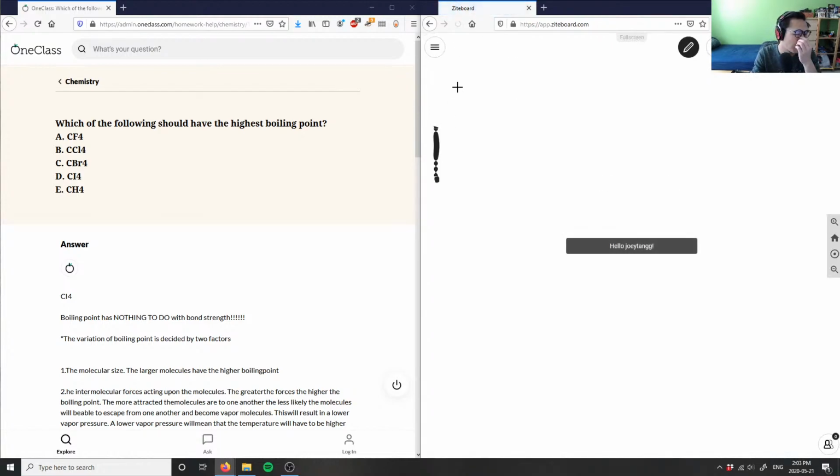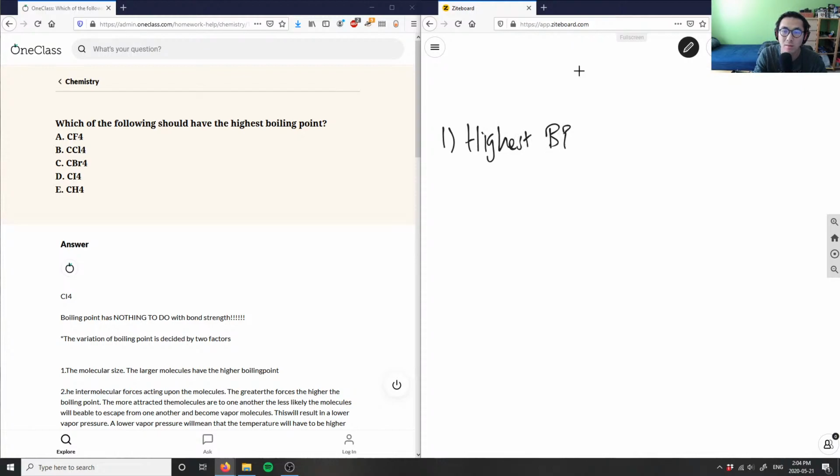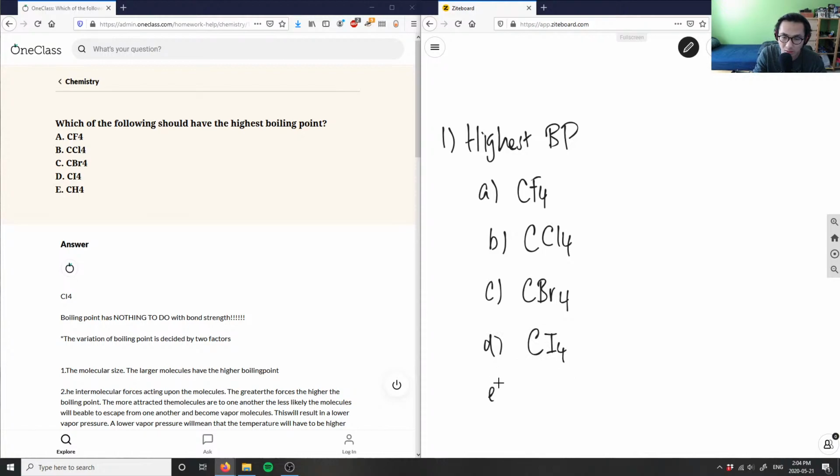Let's do question 1 here. Question 1 is asking which has the highest boiling point, or the highest BP. A here is CF4, B here would be CCl4, C here is CBr4, D here is CI4, and E here is CH4. We're asking which of these has the highest BP.